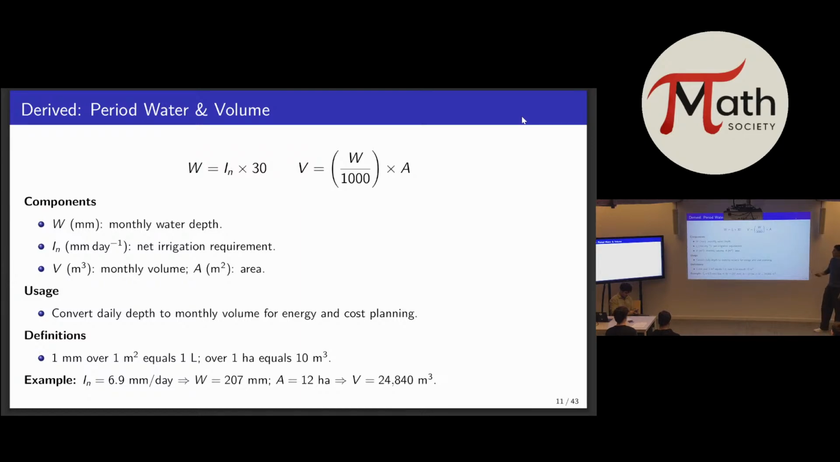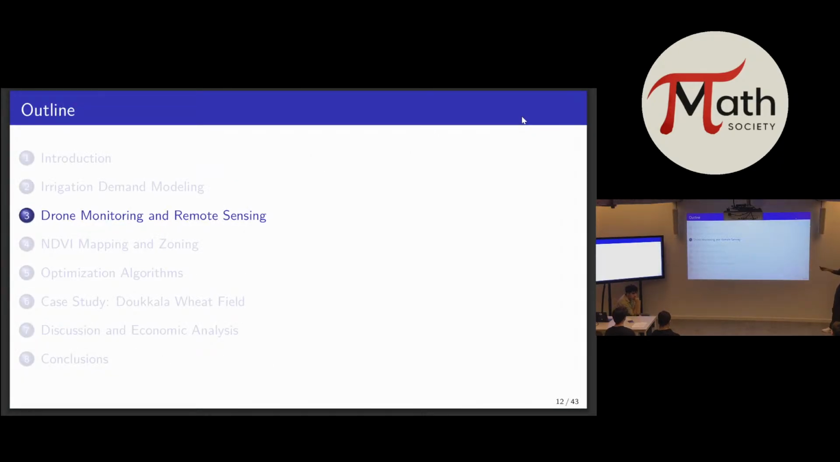So we'll define here W as the monthly water depth, IN as the net irrigation requirements for the field, and V as the monthly volume of the area we are doing the work on. After computation, we have IN that we computed at first, 6.9 millimeters a day, W 107 millimeters, H 12 hectares. So it computes to V equals 24,840 cubic meters. It's a very large number, noting that the field is 12 hectares. It usually just depends on how big the field is in width.